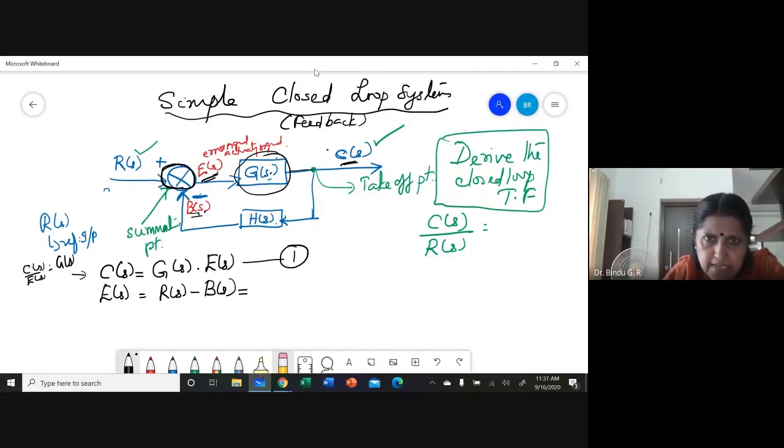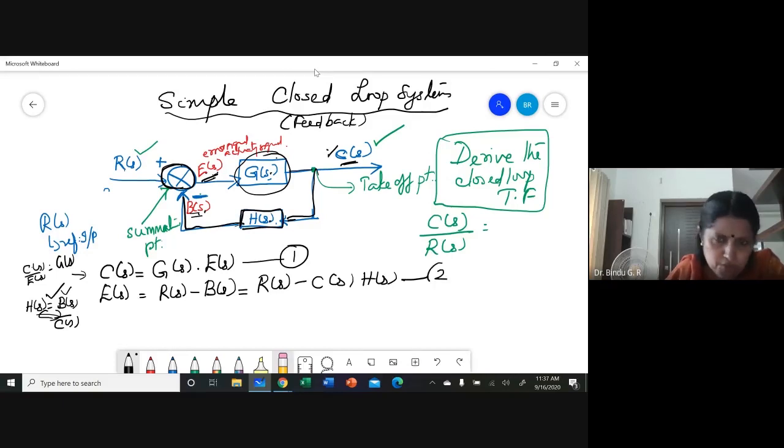Instead of B(s), I can write B(s) in terms of C(s), because in the feedback, H(s) is equal to B(s) by C(s). If you consider this block alone, the input is C(s), and the output is B(s). So I can write H(s) is equal to B(s) by C(s), or this I can write as R(s) minus, instead of B(s), I'll write C(s) into H(s). C(s) H(s). Equation number 2.